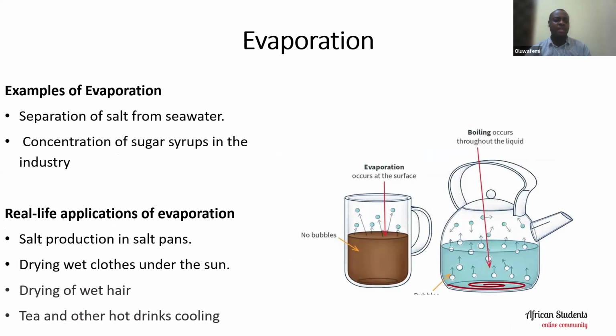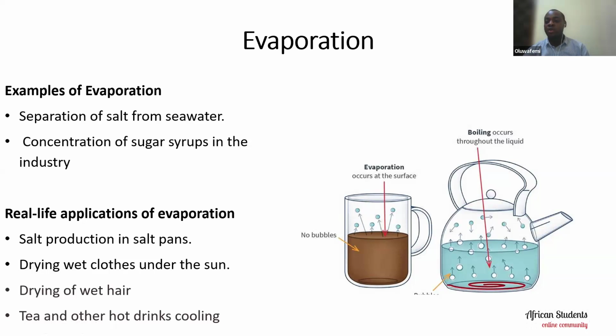What are real life applications of evaporation? Examples of real life applications of evaporation include, like I said earlier, salt production in salt pans. So when you have seawater or something, you can actually get the salt out from it. So salt production in salt pans is a real life application of evaporation.